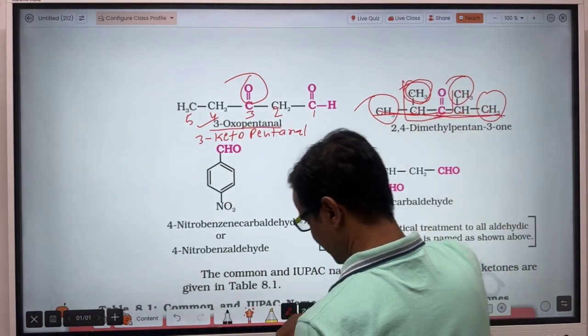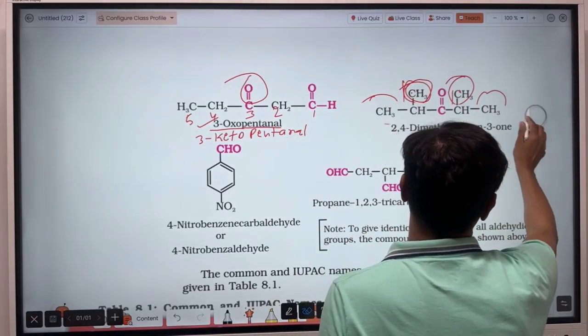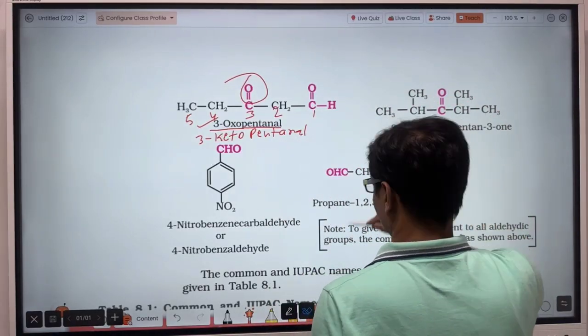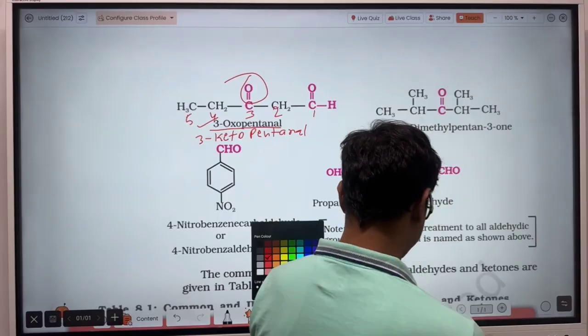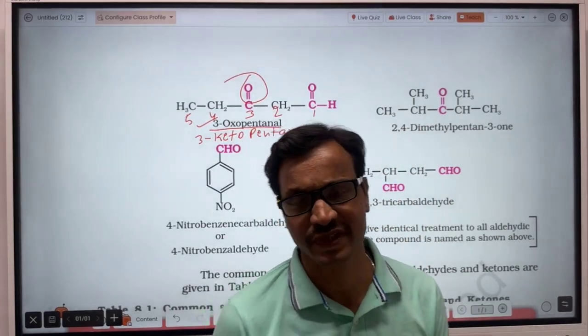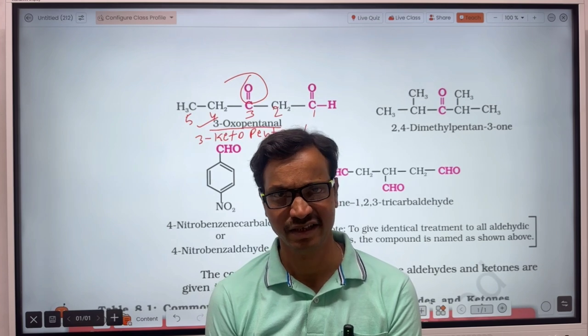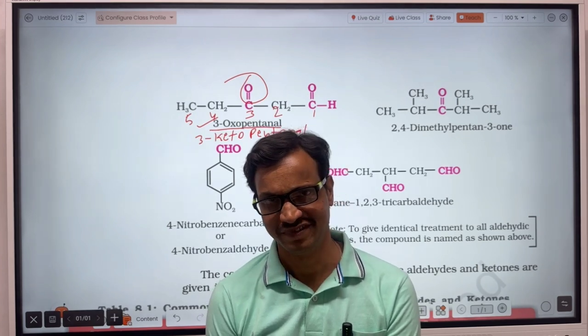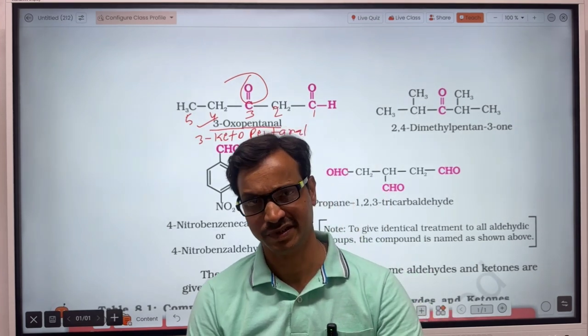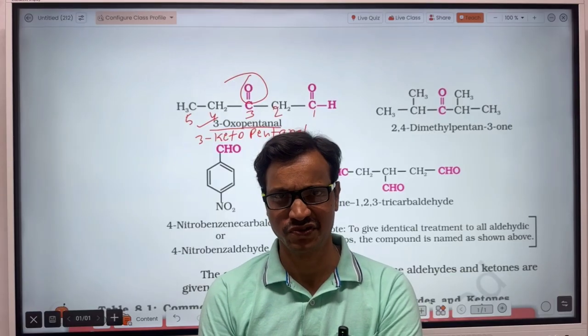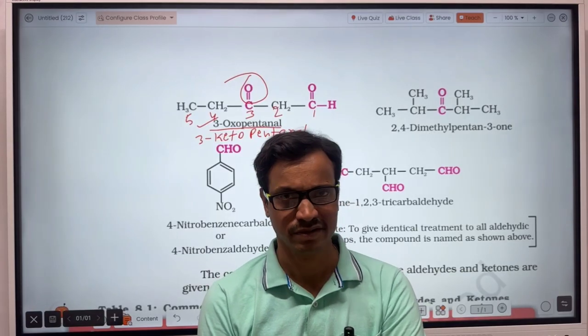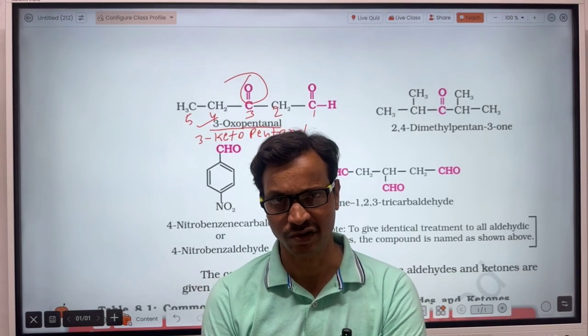If you write the IUPAC name here, that means do the numbering and then sum them. Whenever during nomenclature the lowest position rule fails, then we will try the lowest sum rule. And if the lowest sum rule also fails, then we will consider the alphabetical order.